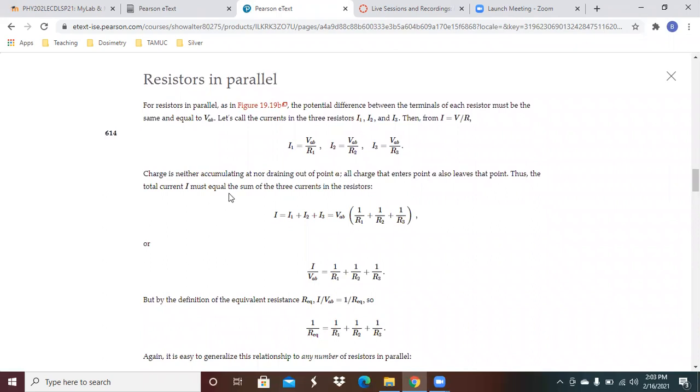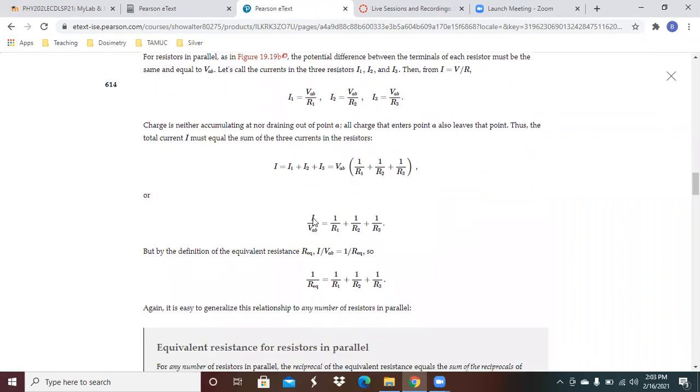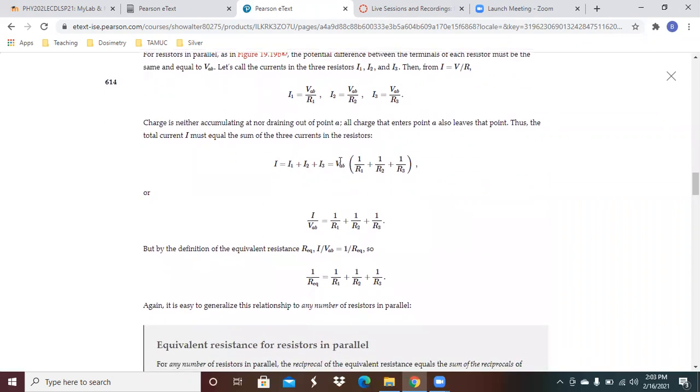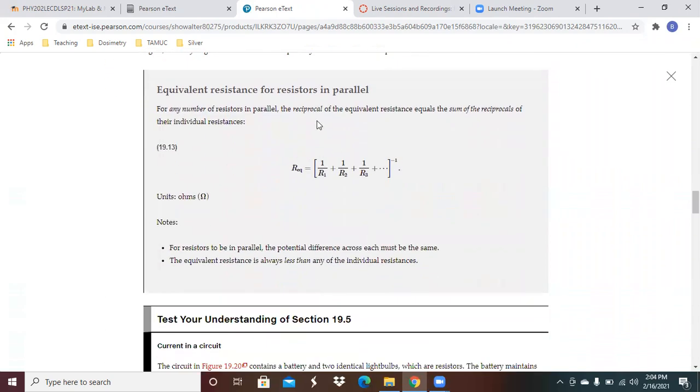Now, for resistors in parallel, the potential difference between the terminals of each resistor must be the same and equal to this. So if we go back and we look at part B, where they're all in parallel with each other, the current for each one of those is going to be equal to the same voltage divided by the resistance of each. If we add together all of the currents, we can factor out the same voltage for each one of them because it's the same value. And then we just have the reciprocals of those resistances added together in sequence. If we take I divided by this, that is the same thing as our equivalent resistance, or 1 over that, then we can see this relationship. So it's a reciprocal relationship.